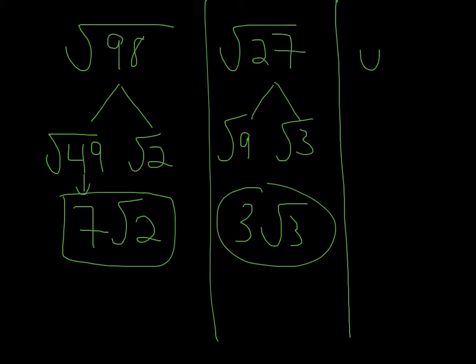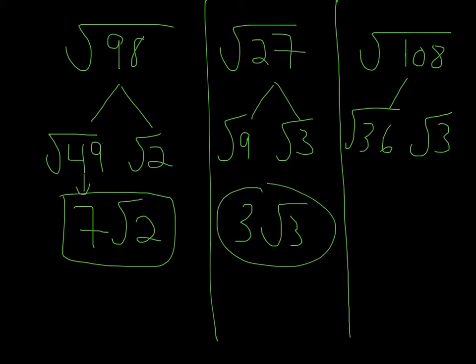Square root of 108, a little larger number. Well, I try to find the biggest perfect square that goes into the number. So I think of all the perfect squares, 1, 4, 9, 16, 25, etc. And I know 36. 36 times 3 is 108. The square root of 36 is 6, so 6 radical 3.